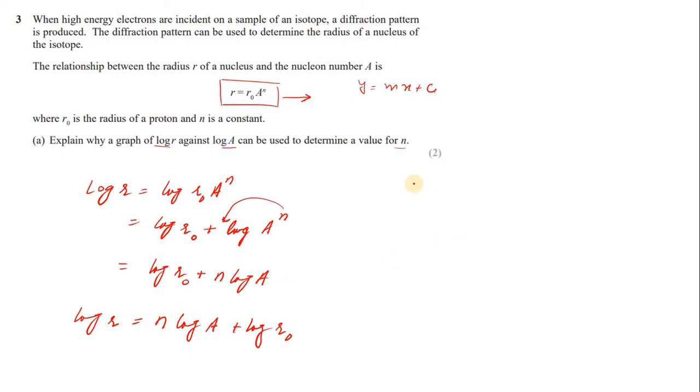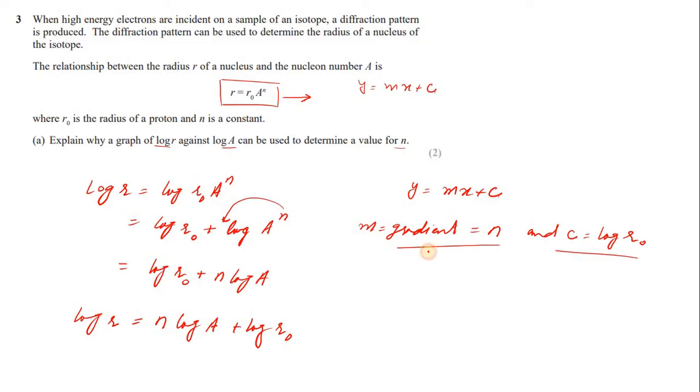Compared with y is equal to mx plus c, m, which is the gradient, is equal to n. So n is the gradient. And c, which is the y-intercept, is equal to log of r0. This is just additional information I wrote, but this is the final answer. That's how we can use this equation to find n as a gradient.